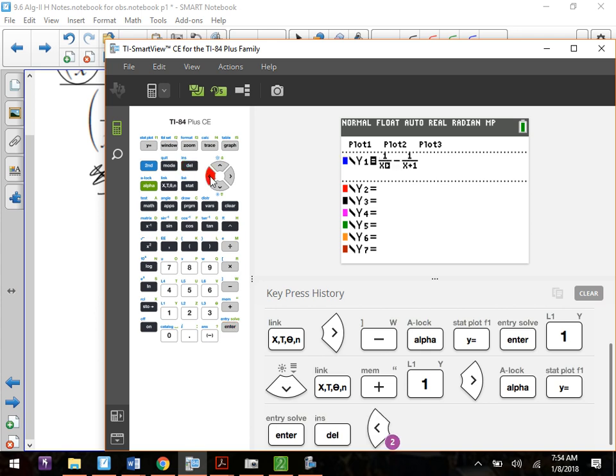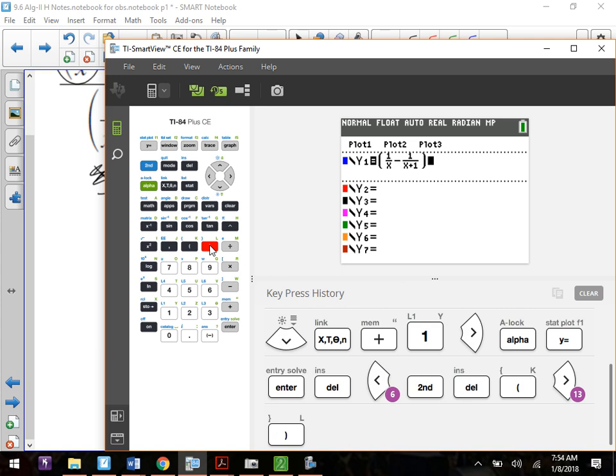So if I go back into the very beginning, right in front of it, you guys know how to do an insert? Have you ever done that? Hit second, insert, where the delete is, put parentheses. And then put parentheses at the back. Now, if I hit alpha y equals, it'll make that entire thing the numerator. Pretty cool, huh? And that's okay, because it's been grouped, because it's going into a complex fraction.